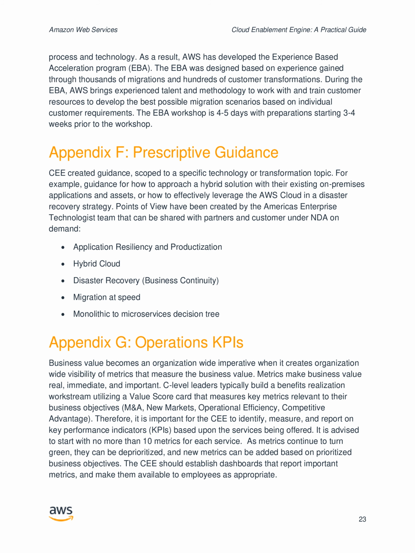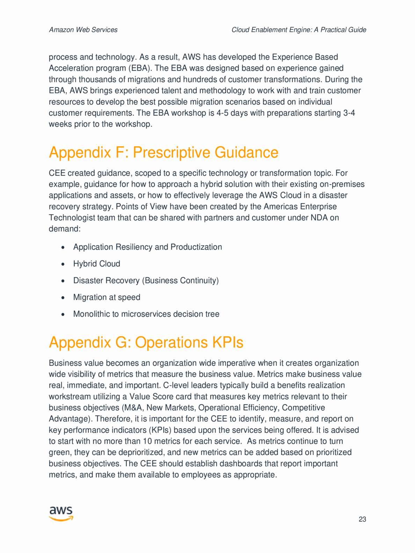Appendix G, Operations KPIs. Business value becomes an organization-wide imperative when it creates organization-wide visibility of metrics that measure the business value. Metrics make business value real, immediate, and important. C-level leaders typically build a benefits realization workstream utilizing a value scorecard that measures key metrics relevant to their business objectives: M&A, new markets, operational efficiency, competitive advantage.